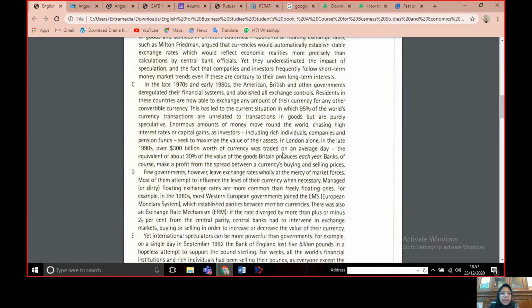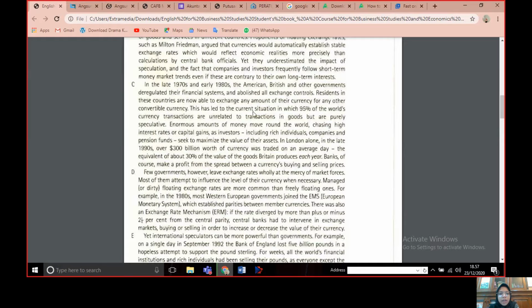C. In the late 1970s and early 1980s, the American, British and other governments deregulated their financial systems and abolished exchange controls. Residents in these countries are now able to exchange any amount of the currency for another convertible currency.